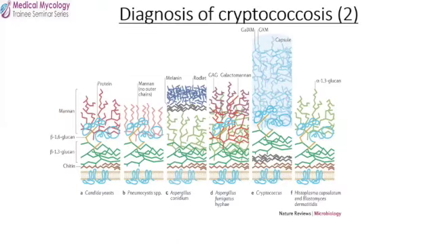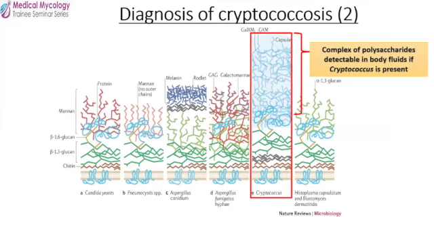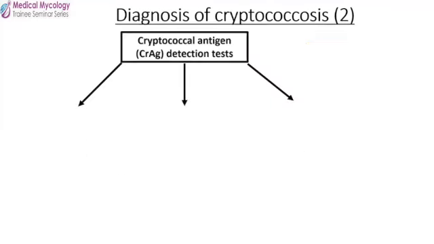And if we look at the particularity of this cell wall as compared to other interesting human mycosis, we see that Cryptococcosis has a very thick cell wall, which is very specific, and this cell wall contains complex of polysaccharides, which can be detected in body fluids if Cryptococcosis is present. So this specificity of the cryptococcal antigen is something which is quite important in the diagnosis as well as the follow-up of the disease. How do we detect cryptococcal antigen in body fluids?